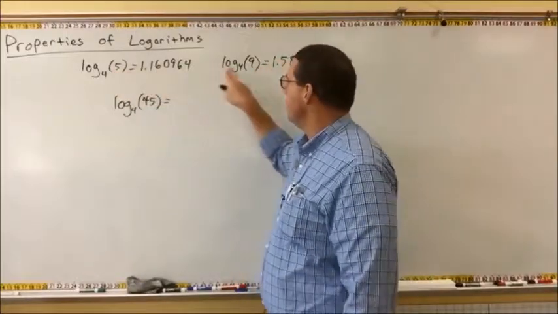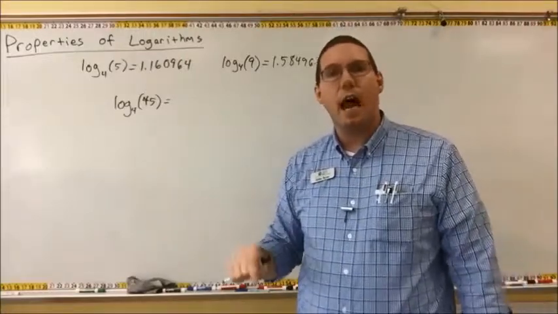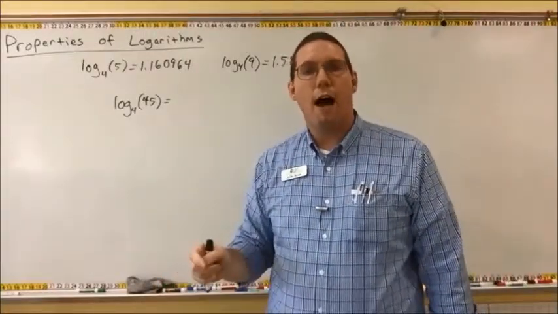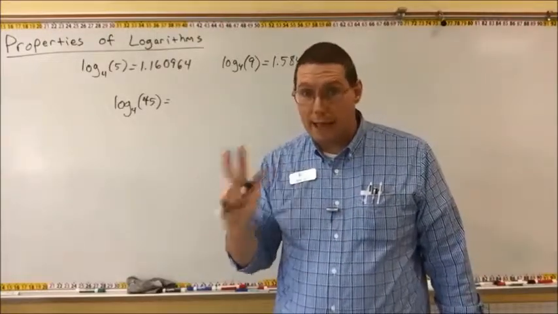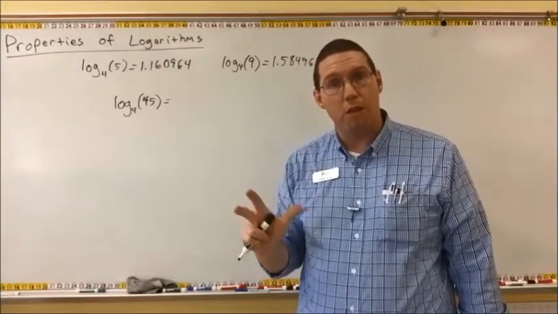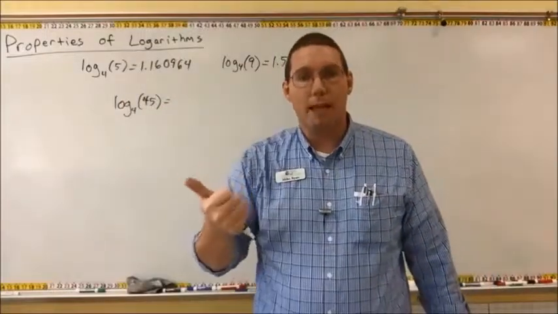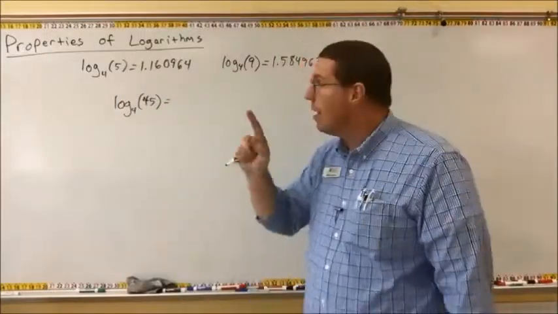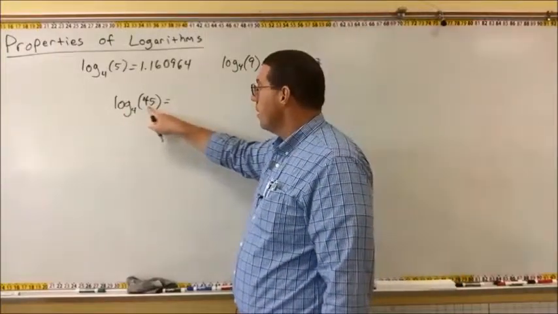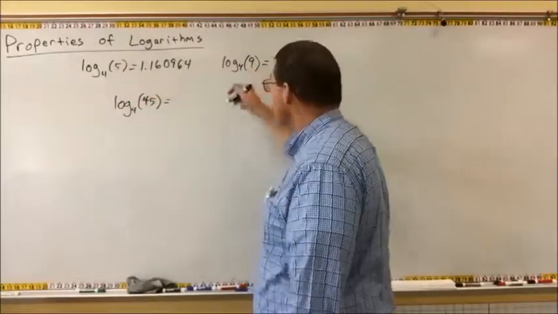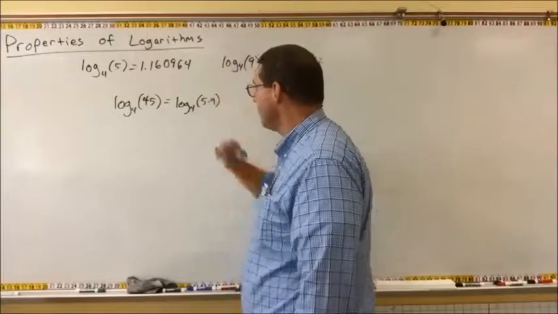So we know 5 and we know 9. How can we break a 45 apart into a 5 and a 9? And it has to be done with either multiplication, division, or an exponent. It can only be done with one of those three things, because our three properties of logarithms deal with multiplication, division, and exponents inside of a single logarithm. We know that 45 is the same thing as 5 times 9. So this is equal to log base 4 of 5 times 9.